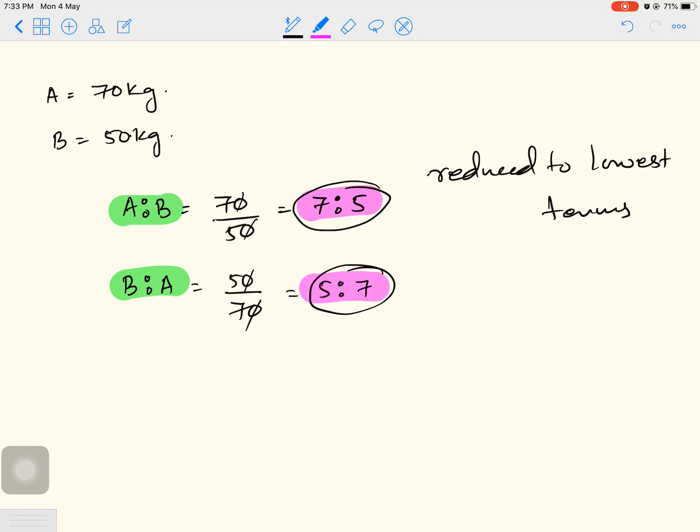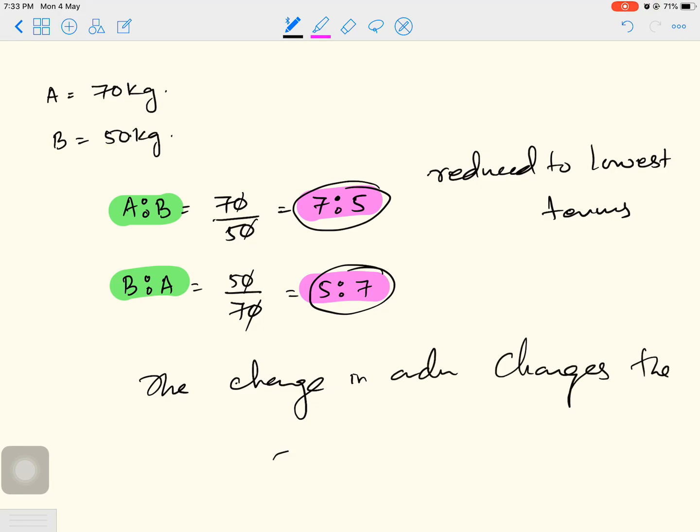They are completely different. So remember that when the order changes, let me write it down here. The change in order changes the ratio, you can say that. When the position changes, the ratio also changes. Remember that. Very simple. We have been doing ratio earlier also.